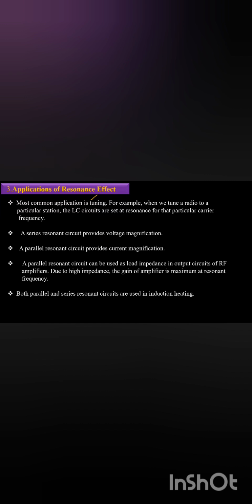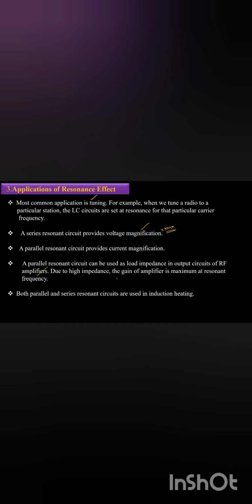A series resonance circuit provides voltage magnification. Later on, I will give the proof also. A series resonance circuit acts as a voltage magnification circuit, and a parallel resonance circuit acts as a current magnification circuit. How it is voltage magnification and how it is current magnification, we will see later on. A parallel resonance circuit can be used as load impedance in the output circuit of radio frequency amplifiers.